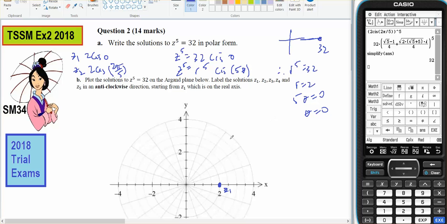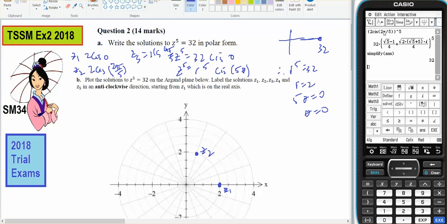So I reckon the next, that's going to be 2 pi on 5. So 1, 2, 3, 4, 5. 1, 2, 3, 4, 5. So 2 pi on 5 is going to be there. That's Z2. Z3 will be 2 cis of 4 pi on 5.